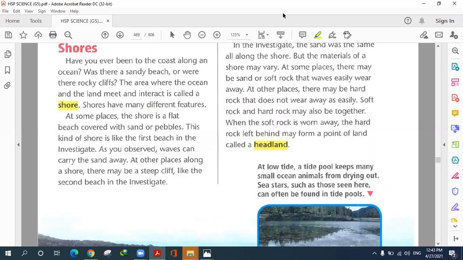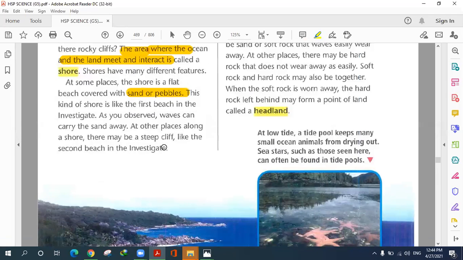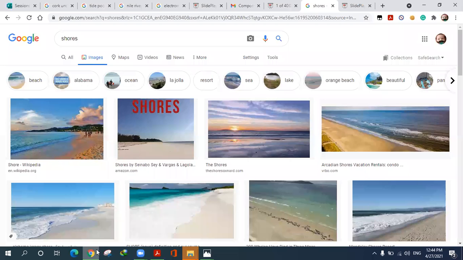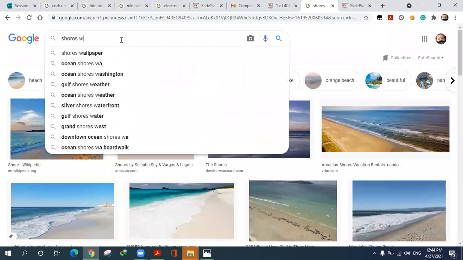Again, as Amgad said, it's the part of the land where we stand. That's right. And we can say it's the part of the land where water or ocean meets with the land. So it's the area where the ocean and the land meet and interact. This is called the shore. We have different features over the shore. We have different shapes of the shore. Some shores are covered with sand or pebbles, which are small stones. Some shores are covered with black sand. Have you ever seen it before? Like what? The shores with black sand?